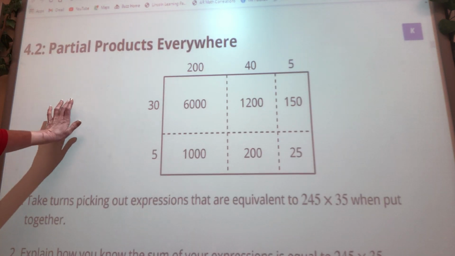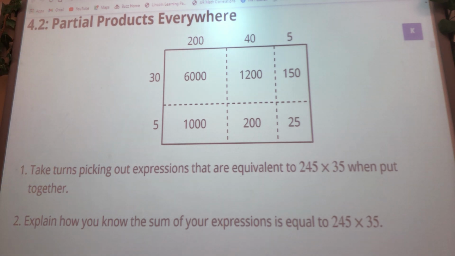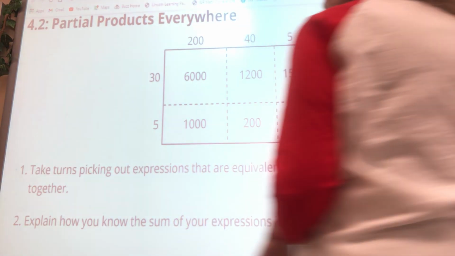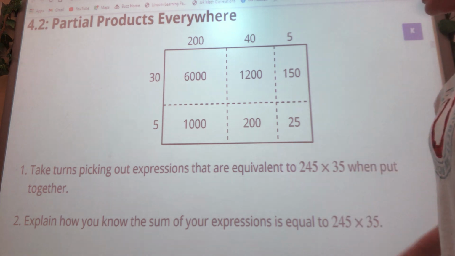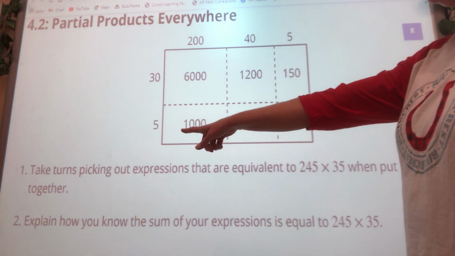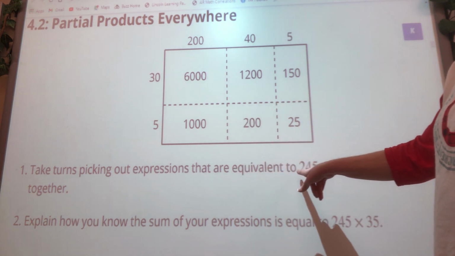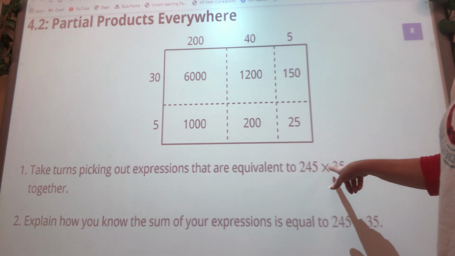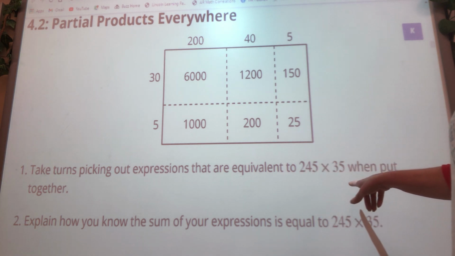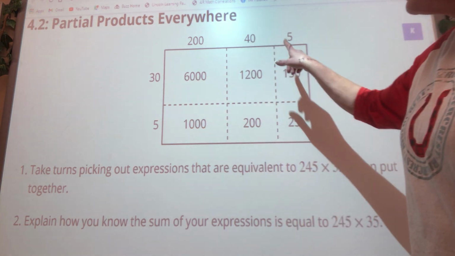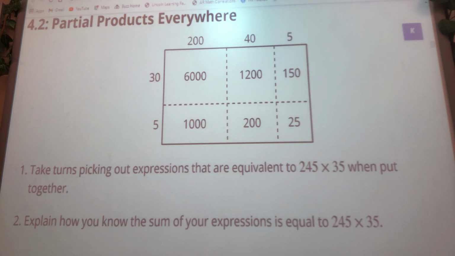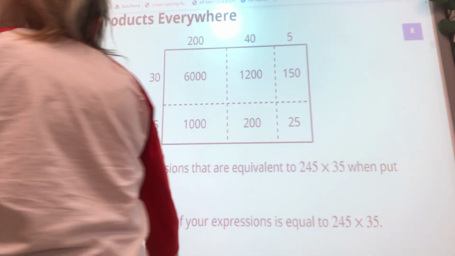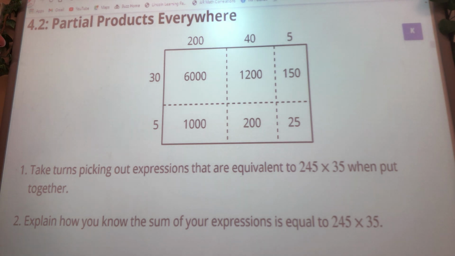Okay, next page. Partial products everywhere. Yes, they have partial products everywhere. They've already done the math for us. They've already done the partial products for us. And it just says, take turns picking out expressions that are equivalent to 245 times 35. Well, isn't that 245 times 35? Yeah.